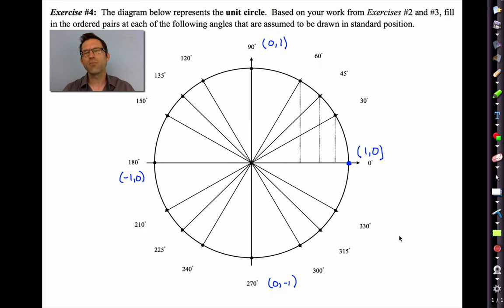Now, here's where it gets a little bit more difficult. And I'm going to draw out those two triangles that we had before. We had one triangle, that 45-45 triangle.